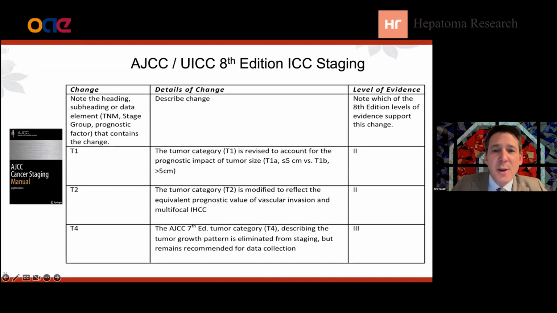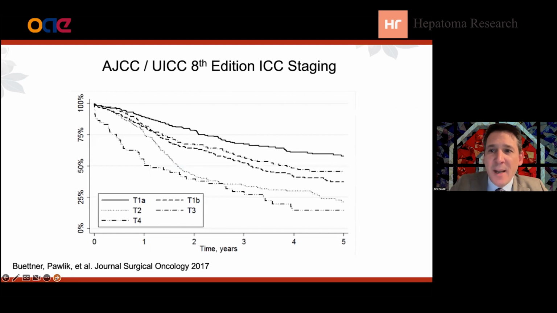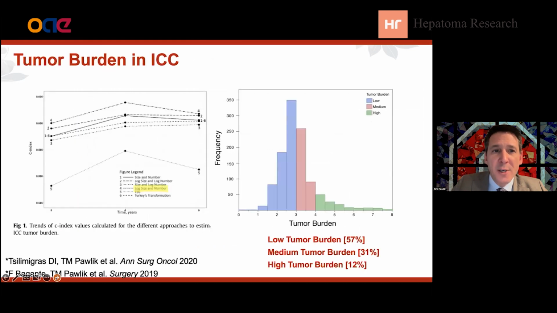And as you can see here, T1 disease is categorized as disease that is either less than or greater than 5 centimeters, whereas T2 disease is in the setting of either vascular invasion or multifocal disease. And this staging system has been validated by our group as well as others, and again, should really be the standard for staging people in the postoperative period based on pathology.